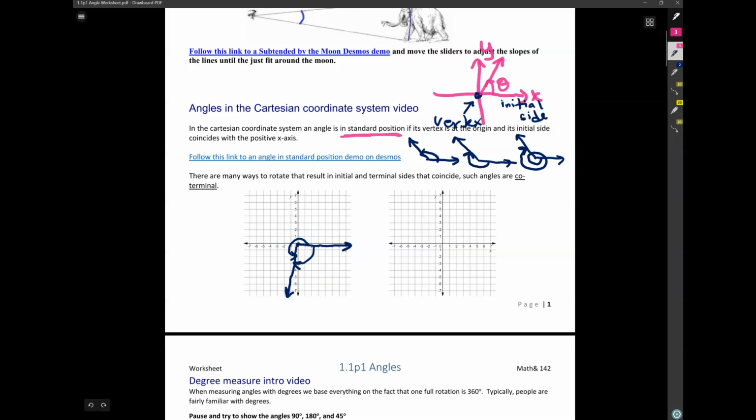Which way did I go? Around and around and around. Those are really ugly, but hopefully you get the idea: as long as they end up in the same spot, with the same terminal side, they are called coterminal angles. Different angle, but coterminal, same terminal side.